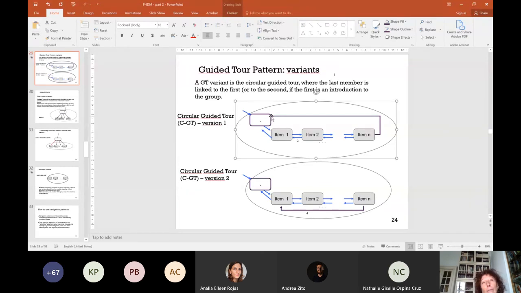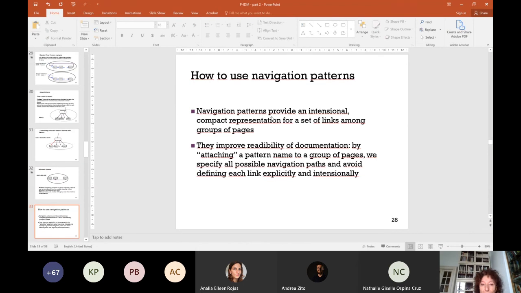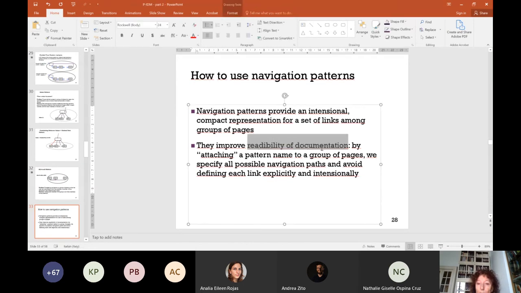So it's a way to promote consistency in the implementation through a clear design specification. And also, as you will see, they improve the readability of the documentation. The basic idea is that when you want to define links or groups or navigation within pages that are related by some semantic relationship, you don't need to draw many arrows. You just attach the pattern name to the situation where you want to attach that pattern. And we will see examples later when we talk about documentation.